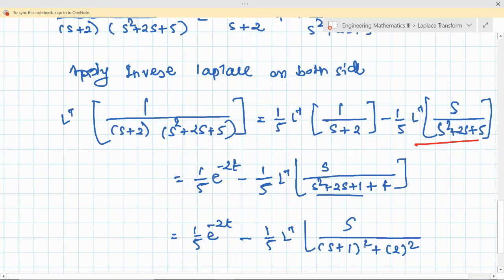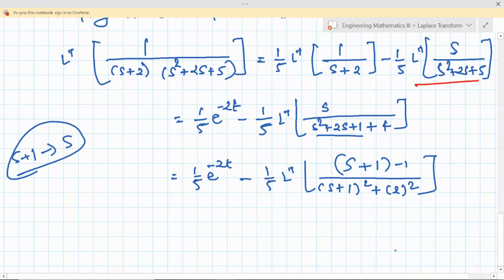Now we can use the first shifting theorem of inverse Laplace here, but to use it, we need to replace s plus 1 by s. But we don't have s plus 1 in the numerator. We can make the adjustment, so we can write this as s plus 1 minus 1, isn't it? I have added and subtracted 1, and that doesn't change the meaning of the step. So e raised to minus 2t, and this is minus 1 by 5.